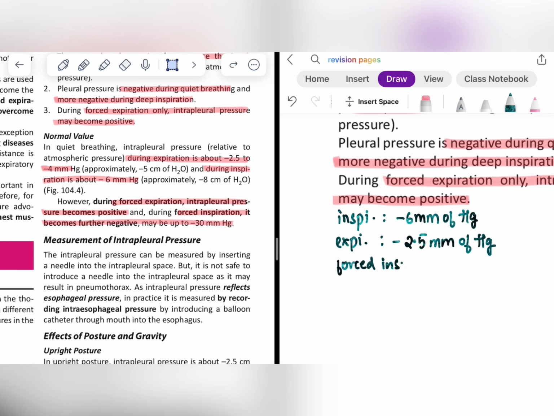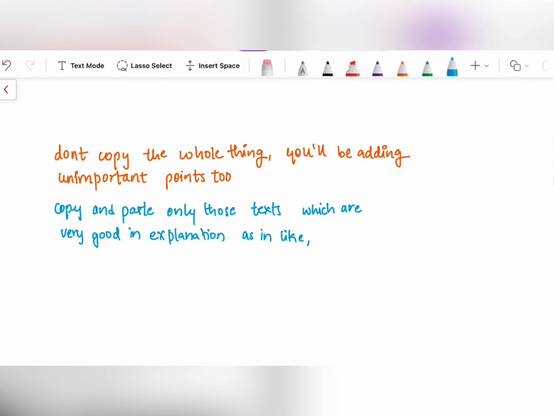There's a paragraph of normal values of pressure, and it's better to write them down because it will make your notes look like a combination of pasted material and written material.